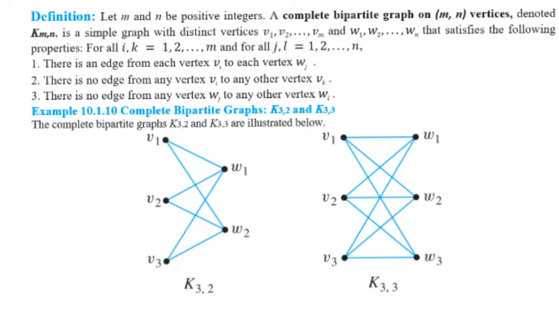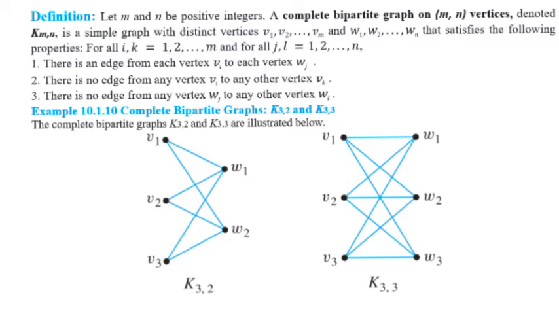So the vertex set is partitioned into two parts. The first subset is v1 to vm. The second subset is w1 to wn. So property number one basically says there should be an edge from each vertex of the first part to each vertex of the second part, from each vi to each wj.